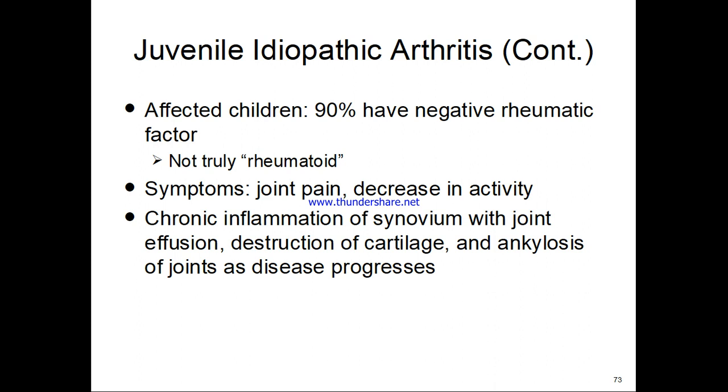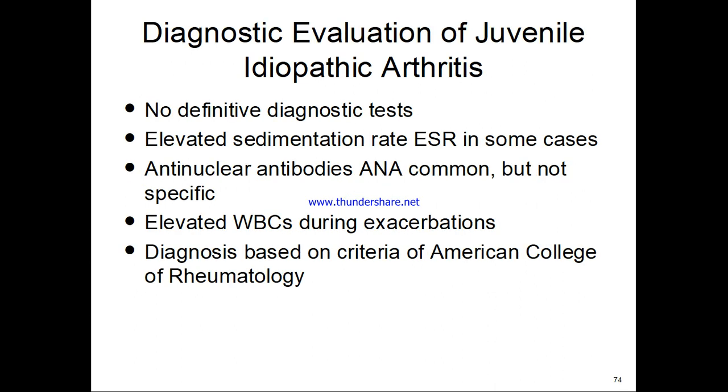So we say it's not truly rheumatoid in the fact that when we do blood work, 90% of these children do not have a positive rheumatic factor in their circulation. The symptoms are joint pain, decrease in activity, and there is chronic inflammation of the synovium tissue layer with joint effusion, destruction of cartilage, and ankylosis or weakening of joints as disease progresses.